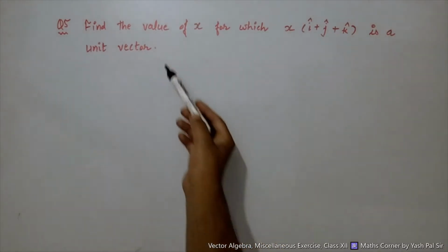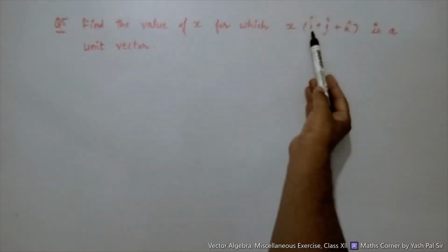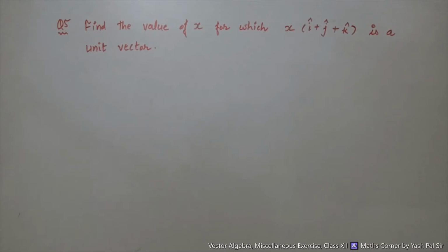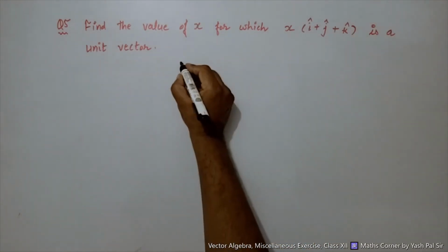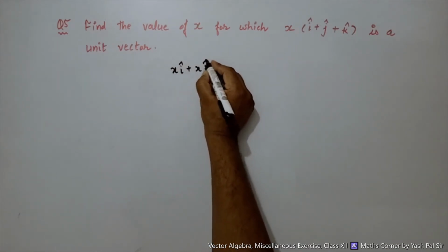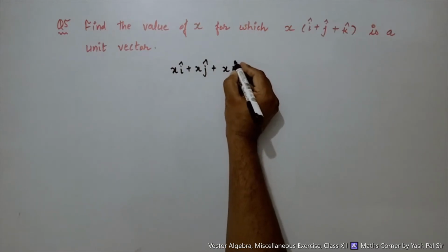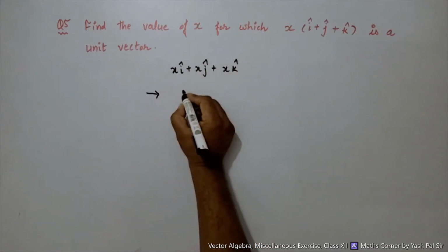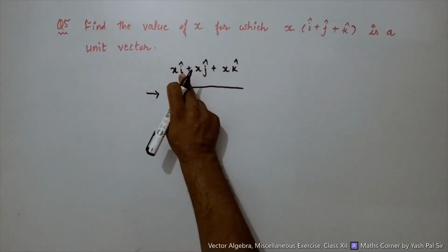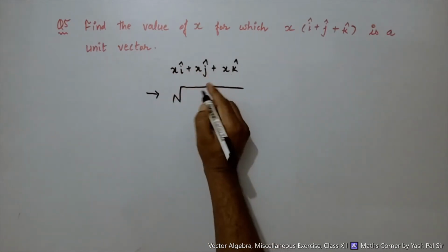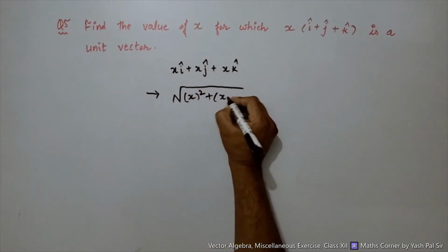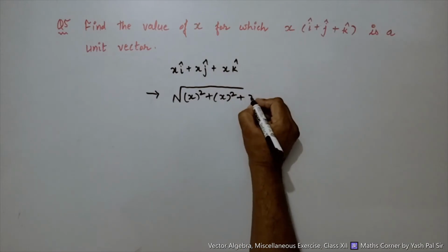Question number 5. Find the value of x for which x into i cap plus j cap plus k cap is a unit vector. So what is a unit vector? This is a unit vector if xi plus xj plus xk, this is the given vector, the square root of the squares of the corresponding components of the x axis i cap, j cap and k cap, they are x whole square plus j cap coefficient is x whole square plus k cap coefficient is x whole square.